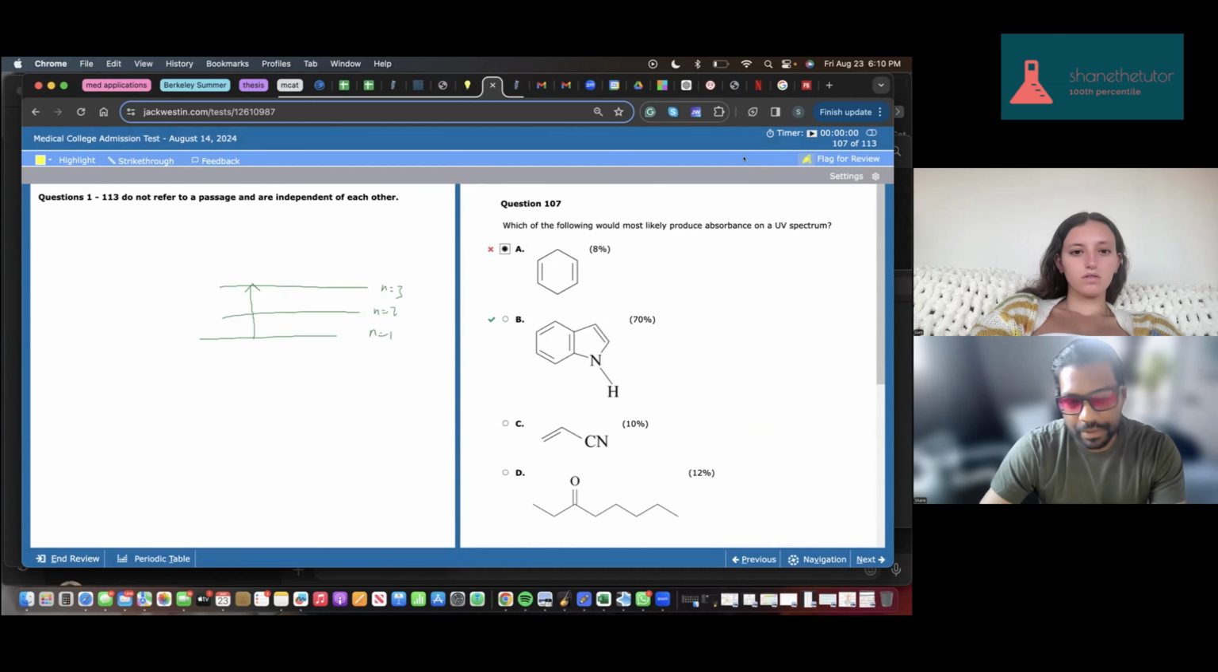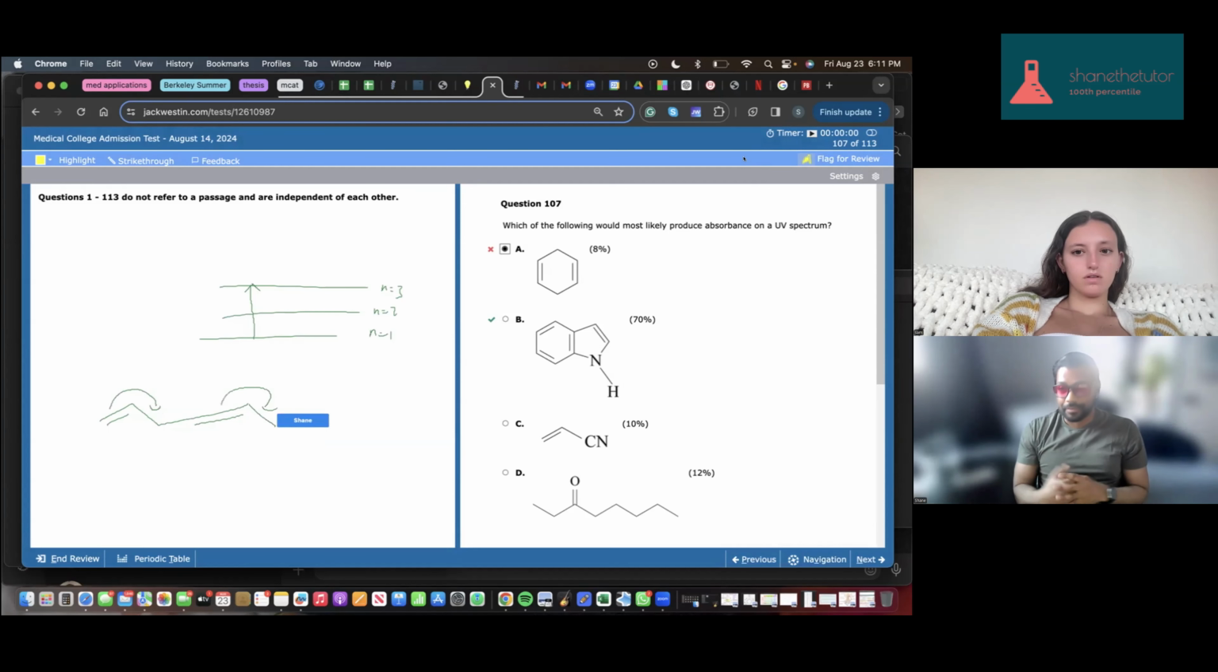However, if the molecule contains a lot of conjugation, meaning double bond, single bond, double bond, aka it can involve itself in resonance, it stabilizes it. So it's like, let's say, I'm thinking of this example.